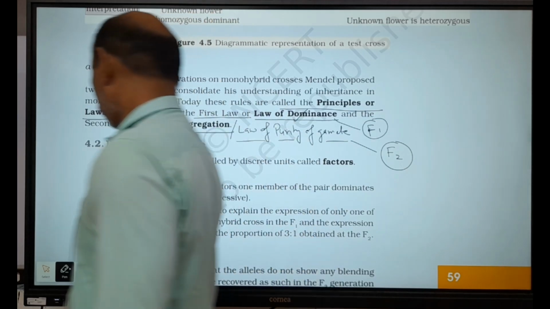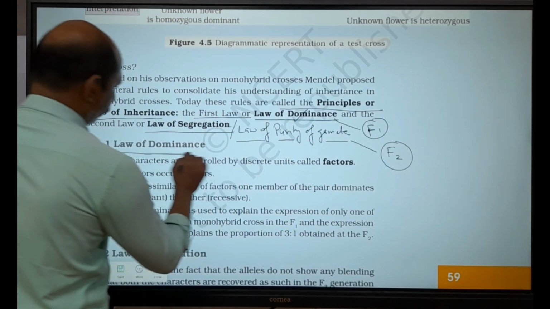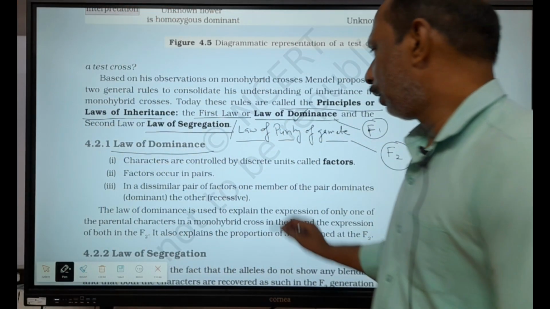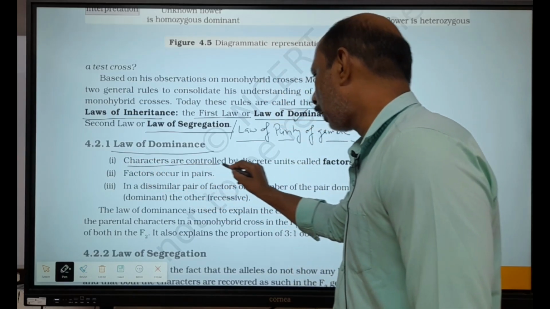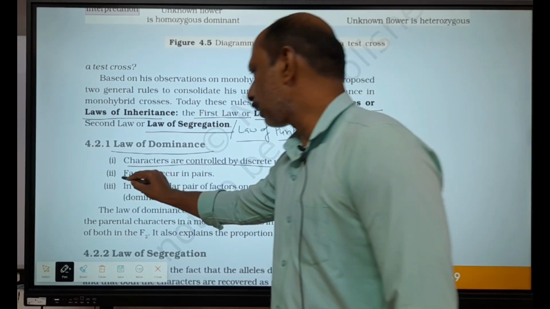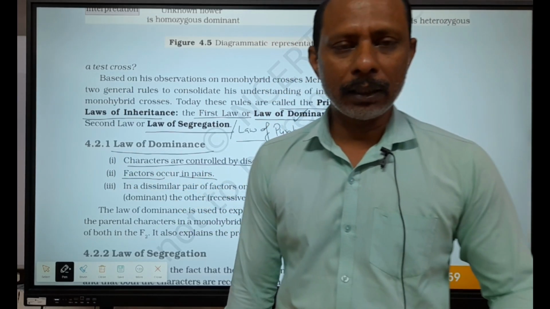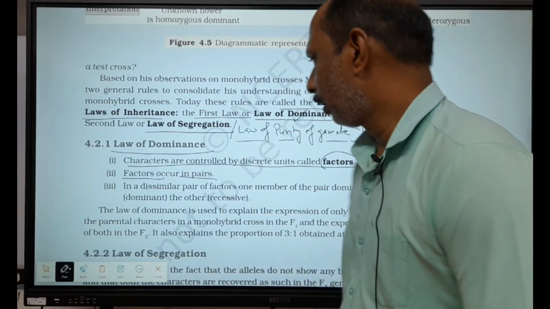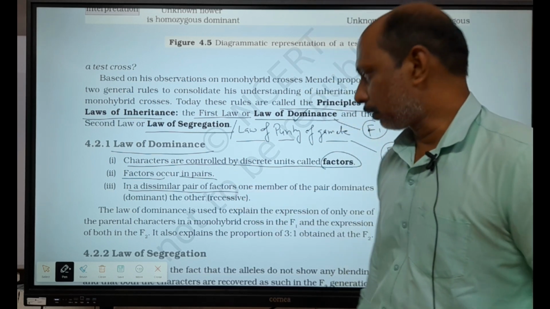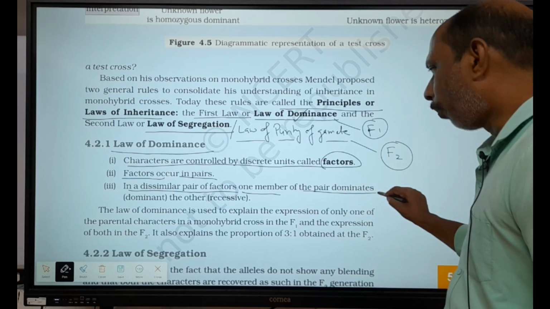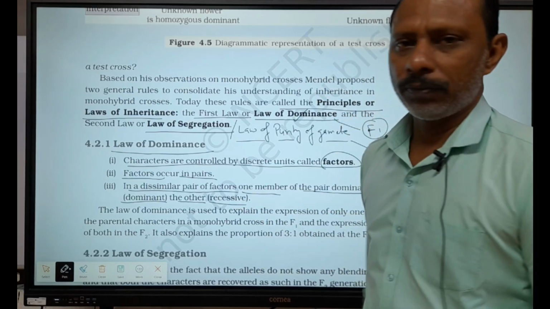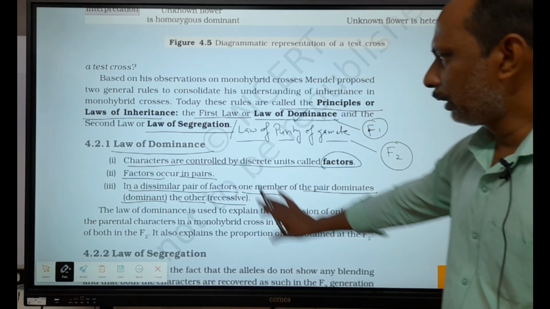Now the next point, the law of dominance first. Characters are controlled by discrete units, and these discrete units are called factors. Factors occur in pairs, capital T, small t. Single, they are not present, right? Third, in a dissimilar pair of factors, capital T and small t, one member of the pair dominates, that is dominant, and the other is called recessive, which is not expressed. So these are the three points of the law of dominance.